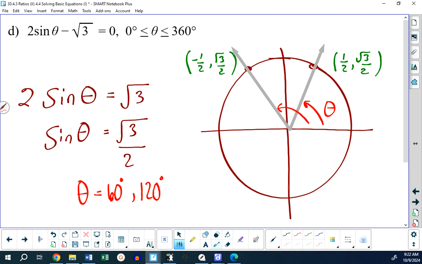Now, in any Math 30 class, there are bound to be a student or two or three or however many who are not successful with the unit circle. Then find the reference angle in degree mode, see it's 60 degrees, draw it in the two appropriate quadrants.